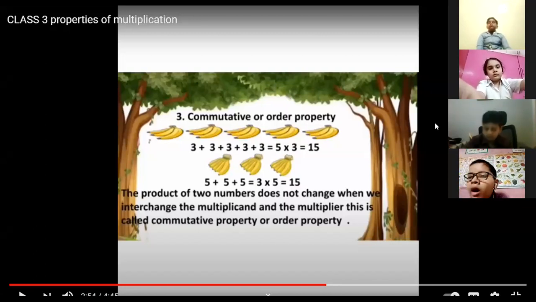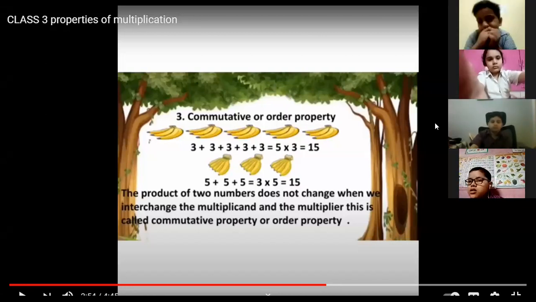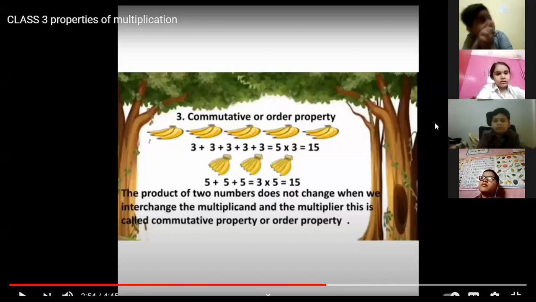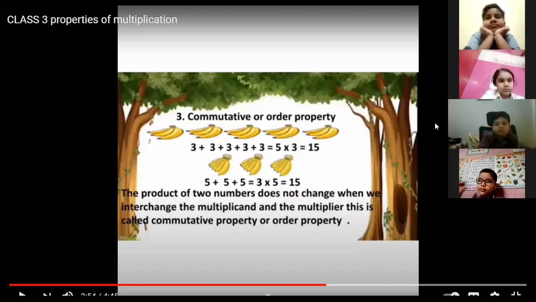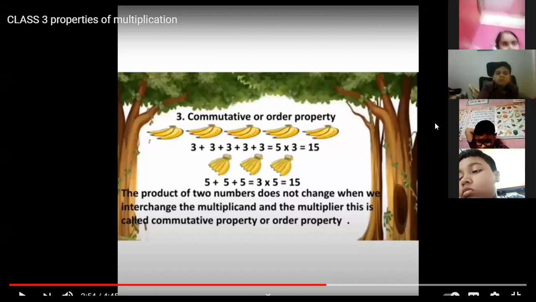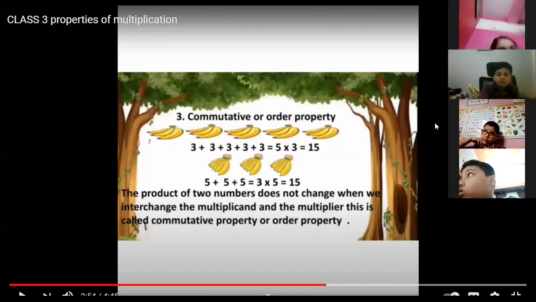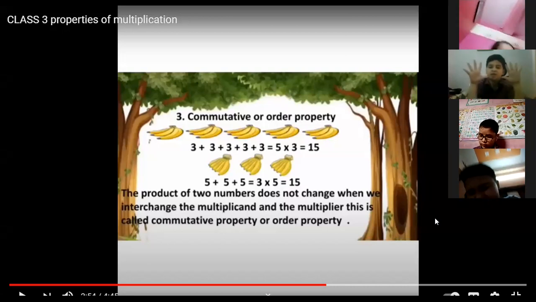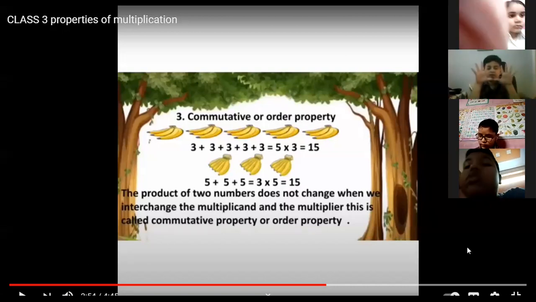And suppose this time ma'am is going to swap the numbers, or change the order of the numbers. So 2 multiplied by 5 we have changed to 5 multiplied by 2. This time the numbers are the same, 5 and 2, but we have changed the order. So Charvi, can you tell me the table of 5? 5 twos are? 5 twos are 10, ma'am.